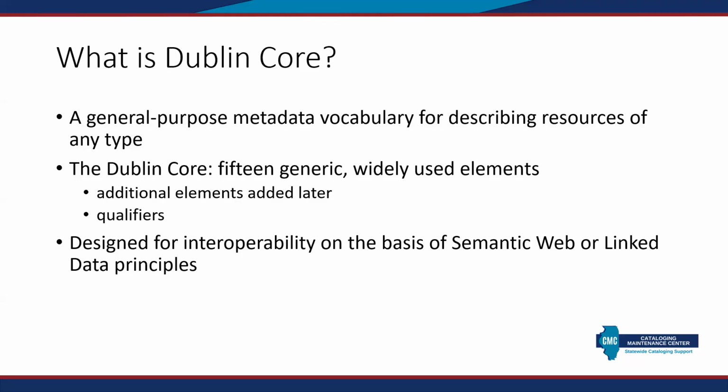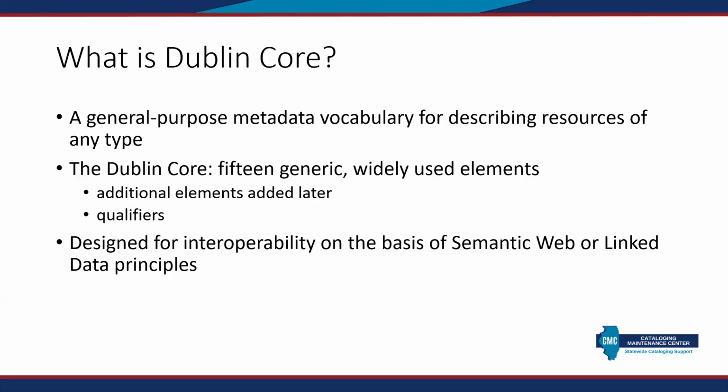While it was originally designed to describe digital resources, it is flexible enough to be used to describe physical resources as well. Dublin Core was named after Dublin, Ohio, where it was originally developed, and the Dublin Core is a set of 15 generic, widely used elements, though later updates include a couple of additional elements as well as the use of qualifiers.